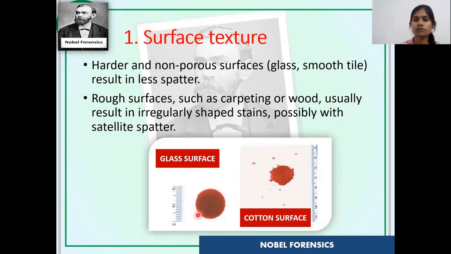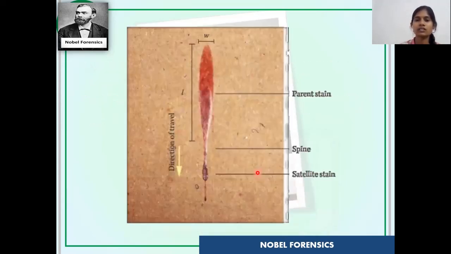So you just observe the first one, which is on the glass surface, which is a non-absorbent and non-porous surface. There is formation of a round blood stain, only one individual blood stain. Then coming to the second one, which is a porous, absorbent surface, cotton. There is not only formation of one blood stain, but also many surrounding blood stains. The main central blood stain is the parental blood stain, and whatever is surrounding, we can call satellite blood stain or satellite spatter.